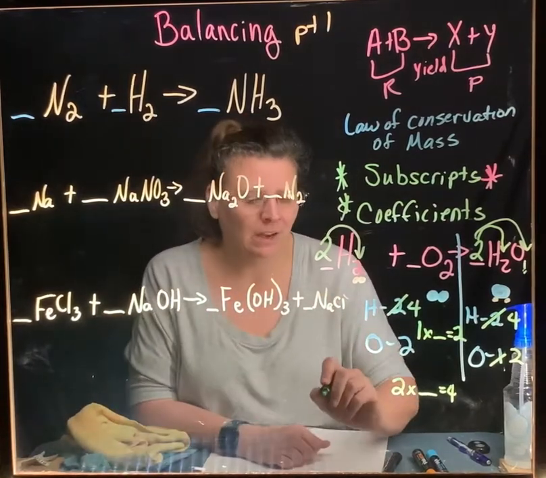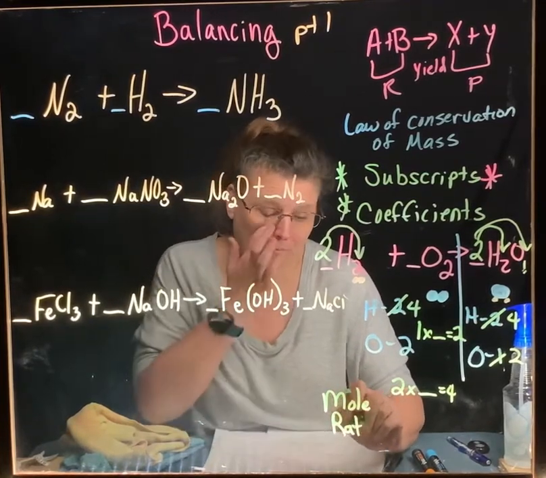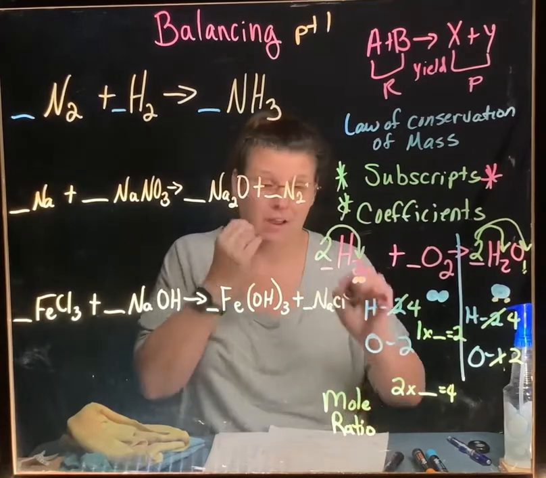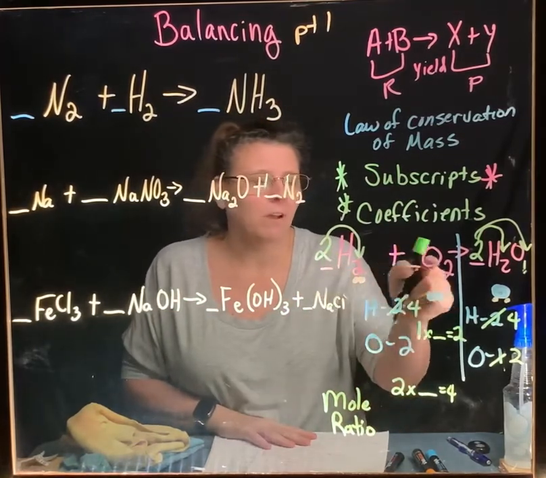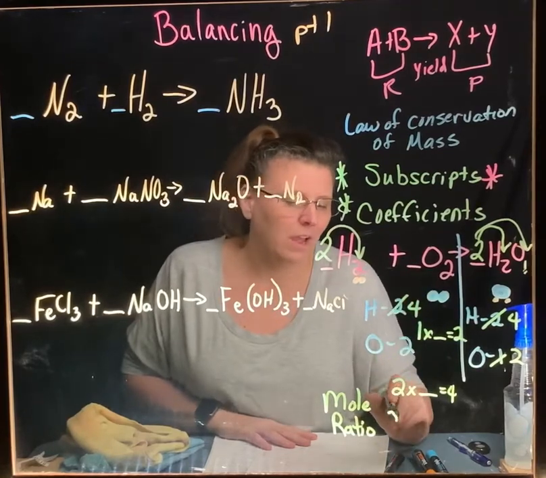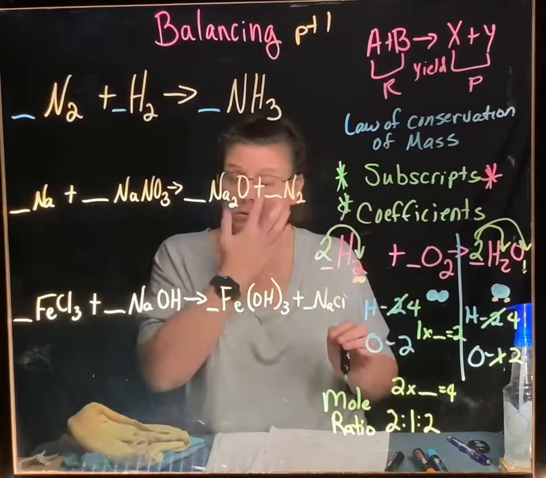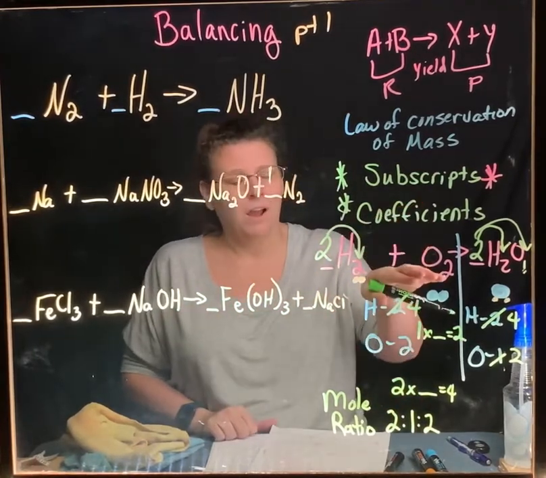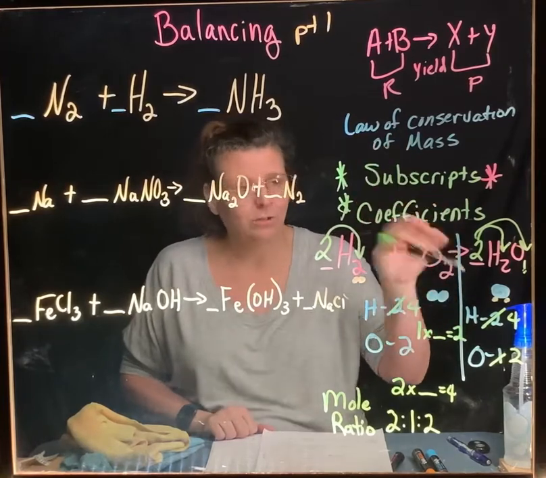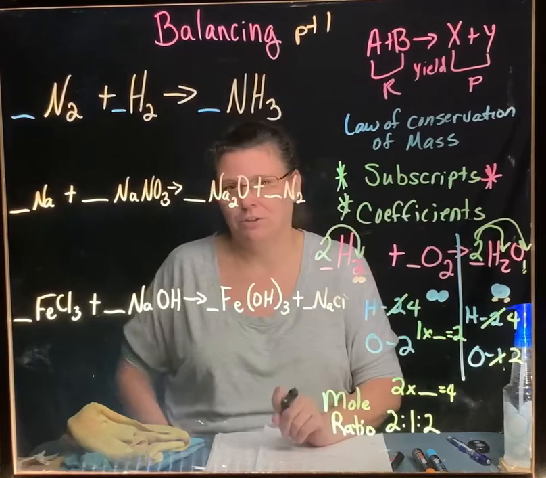But we do have something, and I did not put this up here, and I should have, but it's a mole ratio. We're going to compare the hydrogens to the oxygens to the waters. So these coefficients are called a mole ratio. It's a 2 to 1 to 2 ratio, meaning that it takes 2 hydrogen molecules to 1 oxygen molecule to make 2 water molecules. And that's a balanced chemical equation, okay?